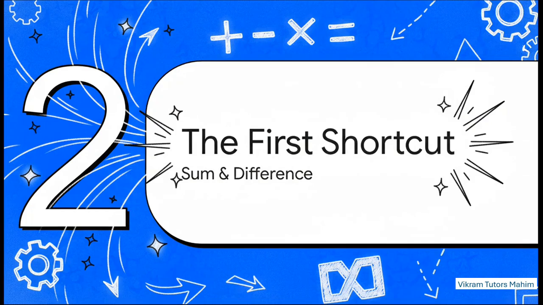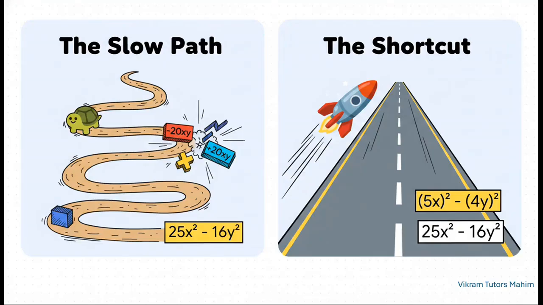All right, it's time for our first real power-up. We're about to unlock our first algebraic identity. An identity is really just an equation that is always true, no matter what values you plug into it. And because it's always true, well, we can use it as an amazing shortcut.